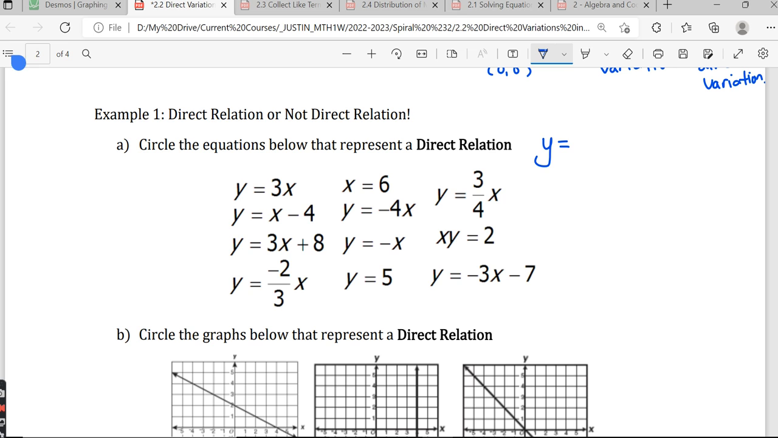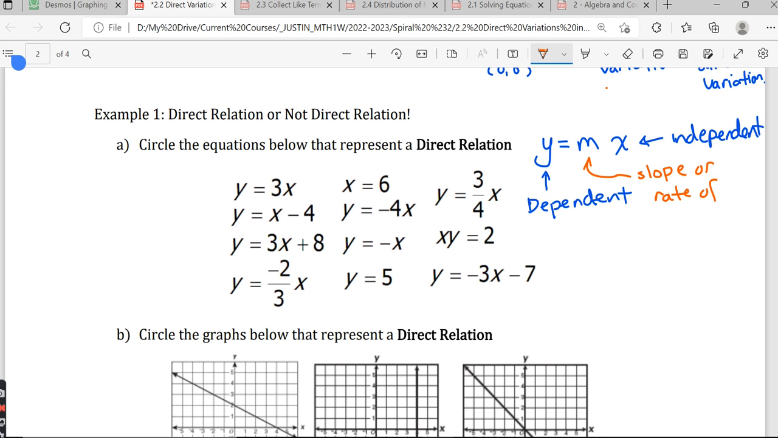So if I were to remind myself, direct variations should be written in this form, where y represents the dependent. Of course, it could be rearranged, but we should be able to rearrange it into this form, y equals mx, where y is the dependent, x is the independent, and m is what we call our slope or rate of change. It is typically a number.